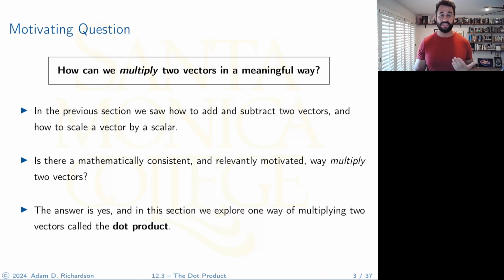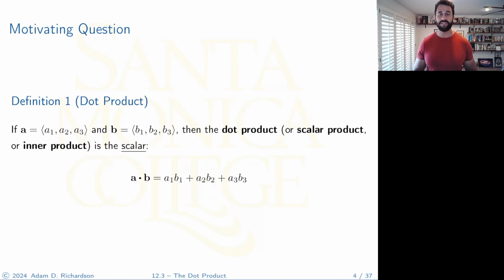The answer to this is yes. There's actually more than one way to do this. And one of the ways we're going to talk about right now is called the dot product. So here is the definition. This is what the dot product is. If we have two vectors A and B, then the dot product or the scalar product or the inner product is the scalar defined in this way.